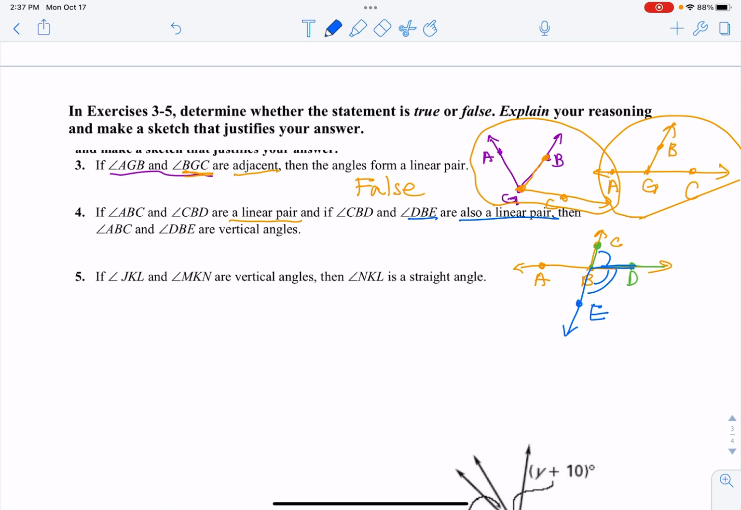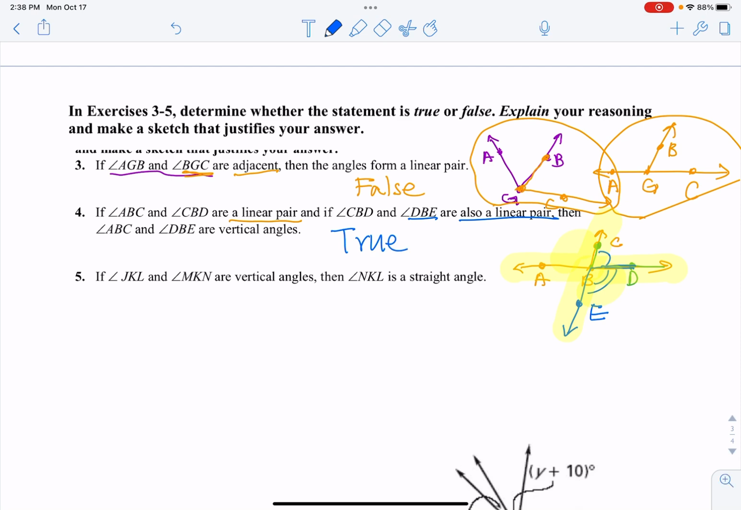Okay, so like this, then angle ABC and angle DBE are vertical angles. Angle ABC here, DBE here will be a vertical angle. That is so true. So it is true.